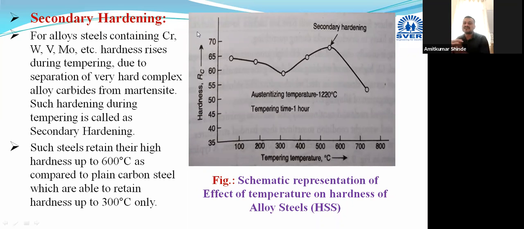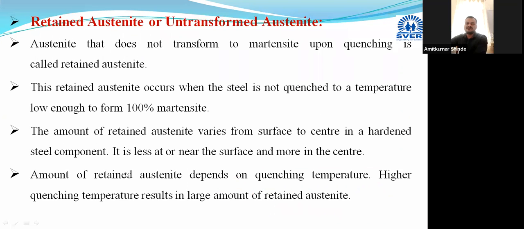And this is the secondary hardening. During the tempering process, if there are some hard elements like chromium, tungsten, vanadium, they will form their respective carbides and hardness will get increased. That will be termed as secondary hardening. Okay. So after this, the next term is retained austenite.